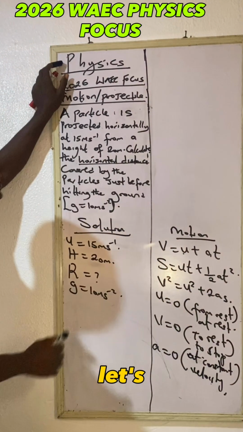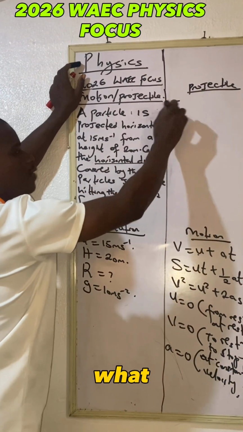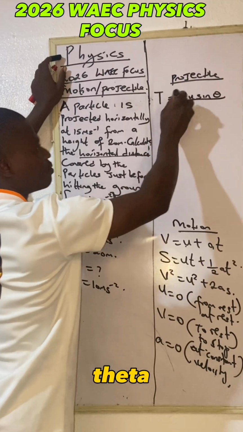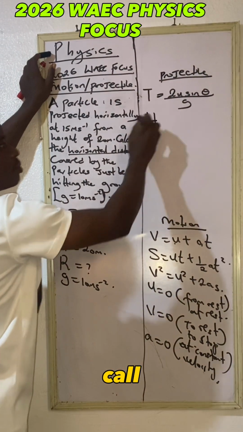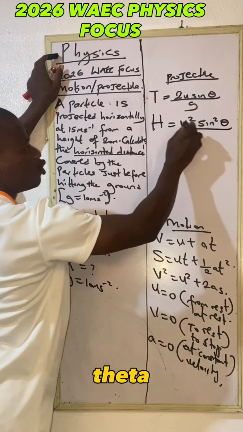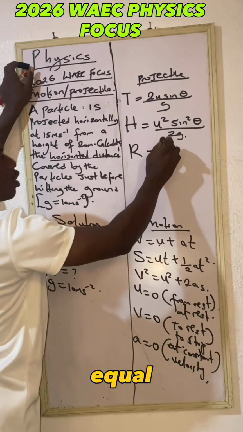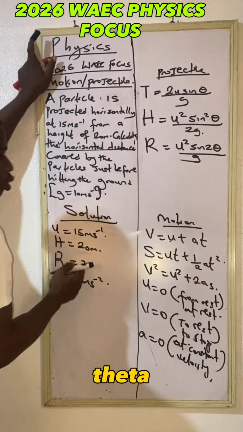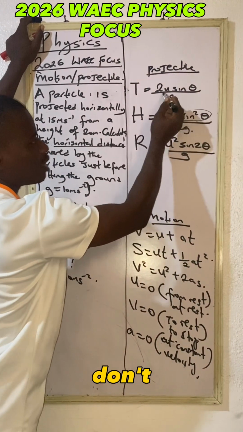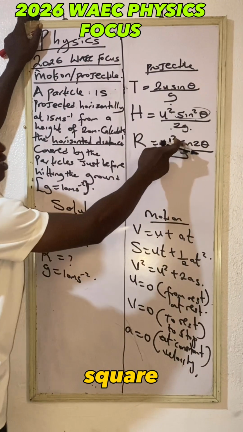So let's go to projectile. In projectile, we have what we call time of flight. Time of flight is equal to 2u sine theta over g. We also have the maximum height, which is u squared sine squared theta over 2g. We also have range. Range is equal to u squared sine 2 theta over g. So which one are you going to use there? Anytime you are not given theta, don't use this. Just say 2u over g, u squared over 2g, u squared over g, when theta is not given.